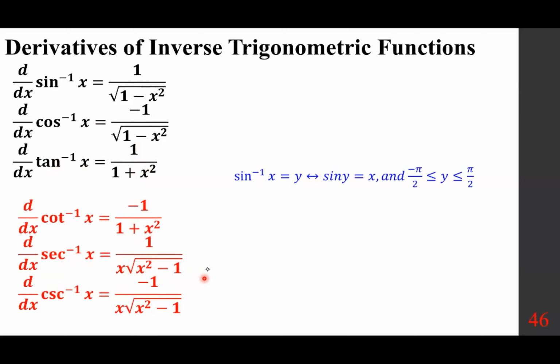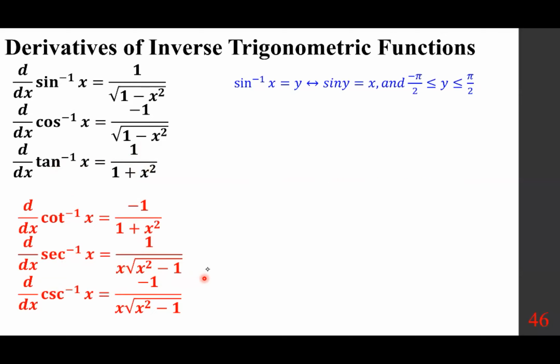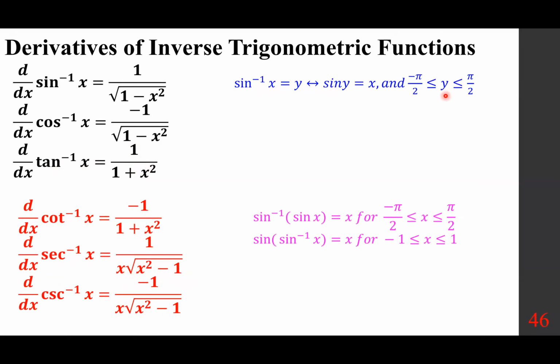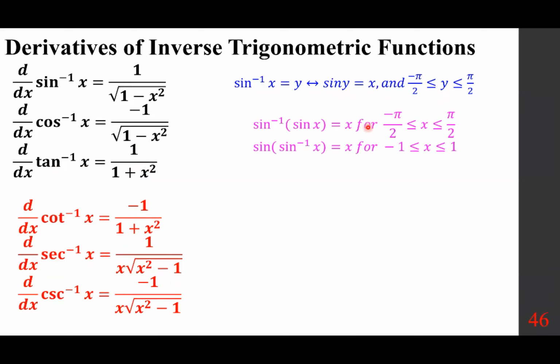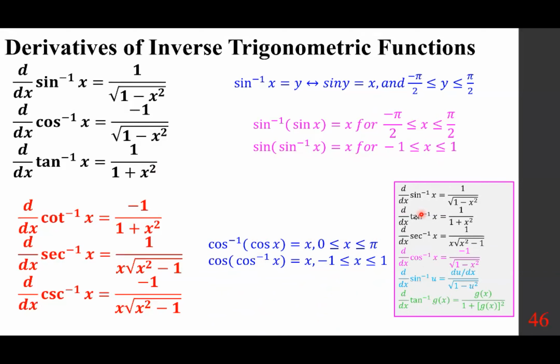And I'm going to remind you of the relationship that we have among trigonometric functions and their inverse functions. When sine inverse of x equals y, that means sine y equals x. And that means this is the restriction we put. And that also means sine inverse of sine x is x, as long as x is between negative and positive pi over 2 inclusively. Sine of sine inverse of x equals x, as long as x is between negative 1 and 1. For cosine, we have the same situation, but cosine between 0 and pi, this works, and this one between negative 1 and 1.